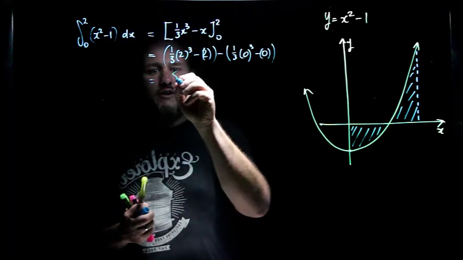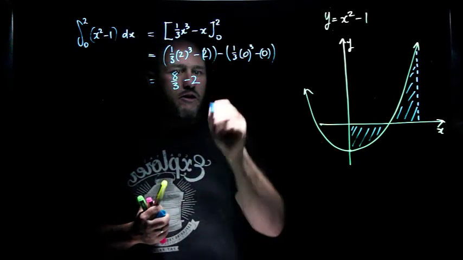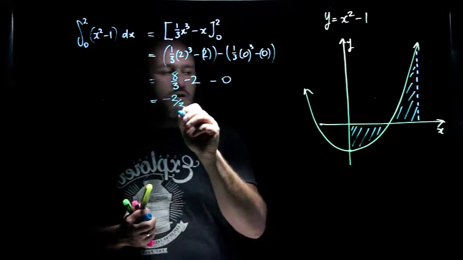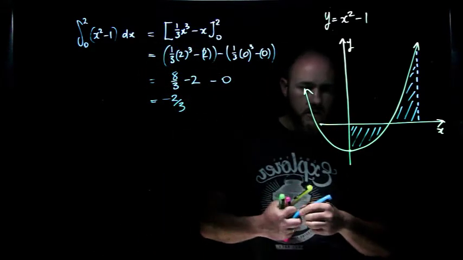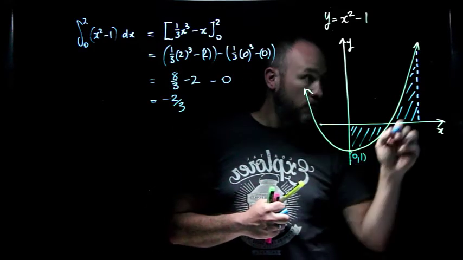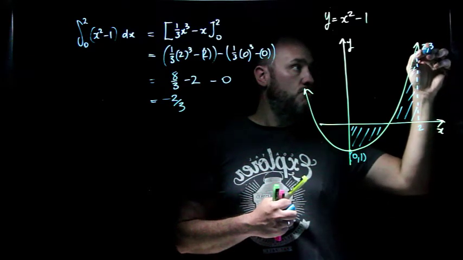But what I do get is 8 thirds minus 2. And then over here I get minus 0. And that's equal to 2 thirds. So this area is 2 thirds. Now just a couple of ordinates on here. This is 0, 1, and this is 2, so this is 2, 3.